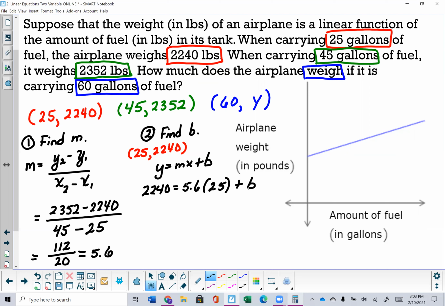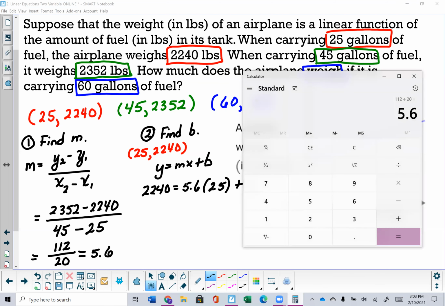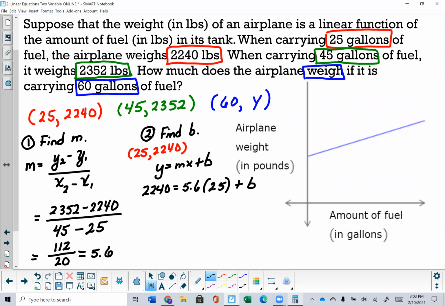Okay, let's solve for b. So 5.6 times 25 gives us 140. So we have 2240 equals 140 plus b. Subtract 140 from each side. And that gives us 2100 equals b.